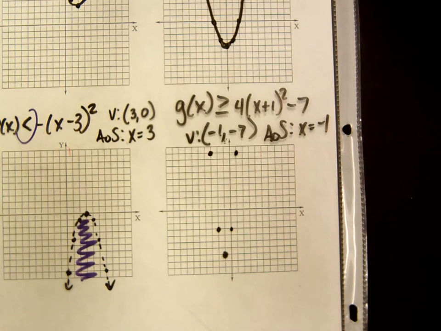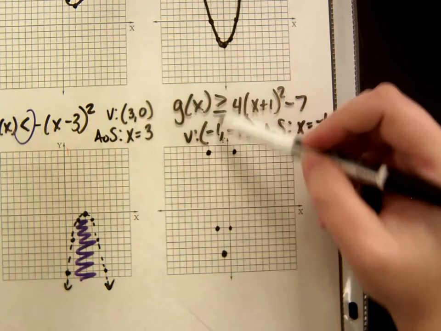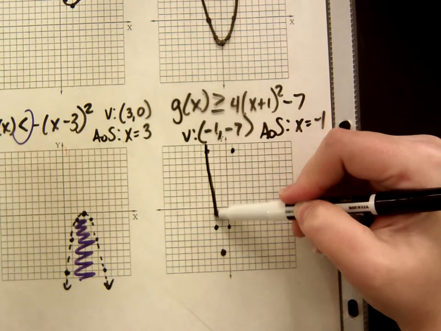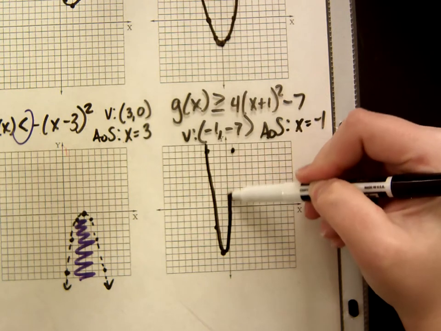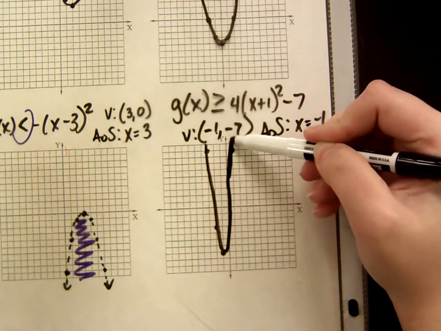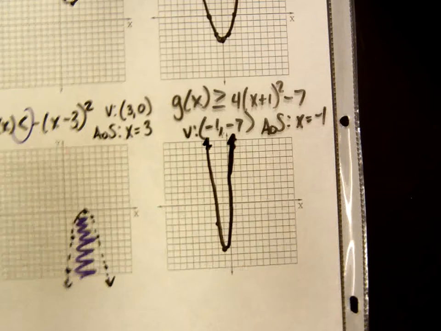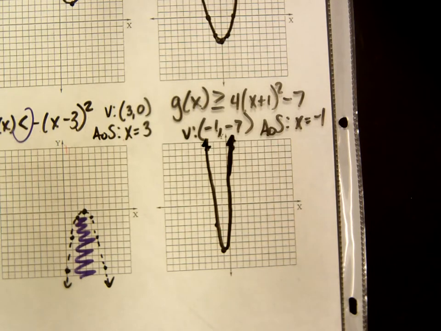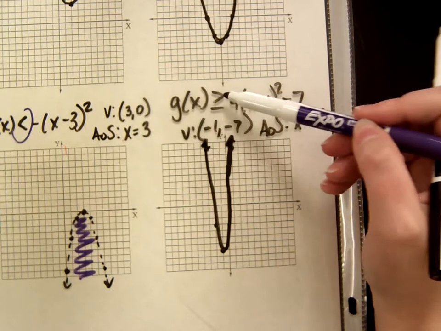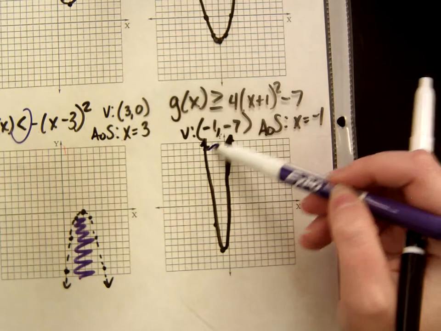So it's a pretty tall, skinny one, and I'm going to use a solid line to connect the dots on this one. So solid line. Remember, it is supposed to be curved, not straight lines. Hopefully you can draw better curves than I did. And this one, it's greater than, so I shade above the vertex, which is here.